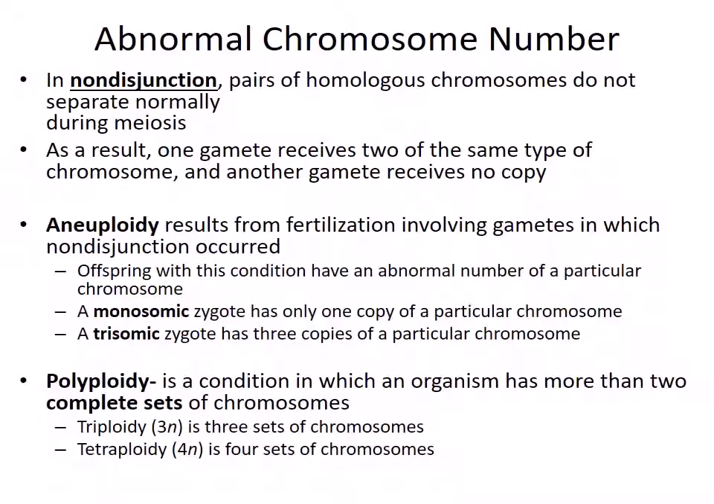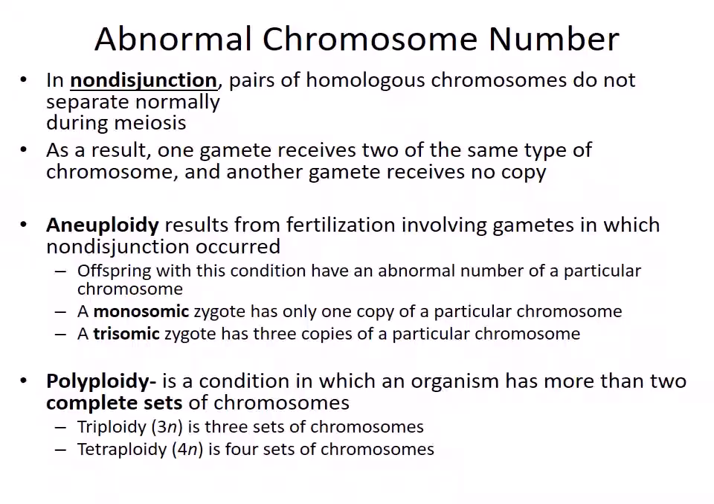We can also have abnormalities with chromosome number. In non-disjunction, pairs of homologous chromosomes don't separate normally during meiosis. As a result, one gamete receives two of the same type of chromosome, and another gamete receives no copy of that particular chromosome. Aneuploidy results from fertilization involving gametes in which non-disjunction occurred, so offspring with this condition have an abnormal number of a particular chromosome.